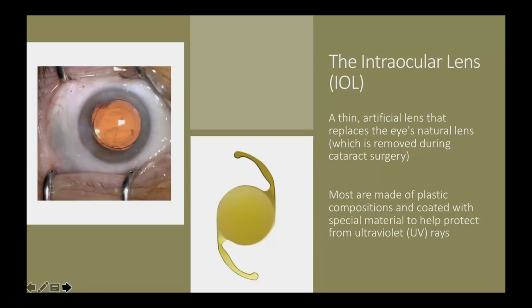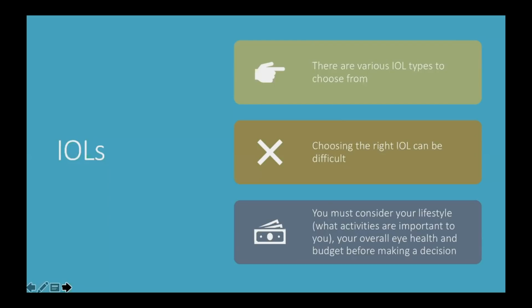And it won't. It's made of inert material. It's just made of plastic. So it's not something that you'll have some sort of rejection or autoimmune reaction to. There are many different types of intraocular lenses. I'll refer to them as IOLs from now, but there are many different IOL types to choose from.